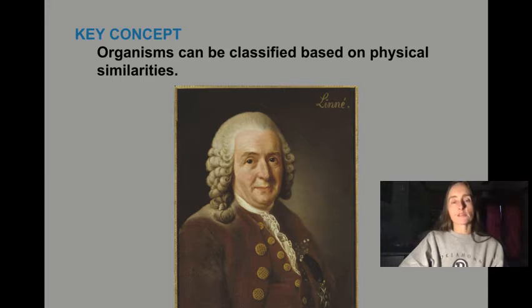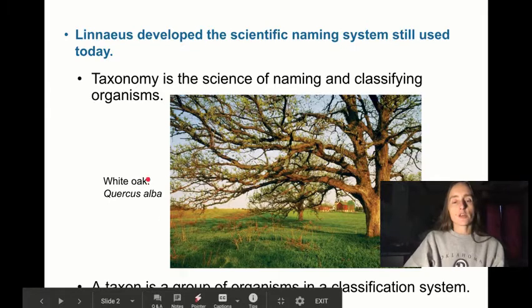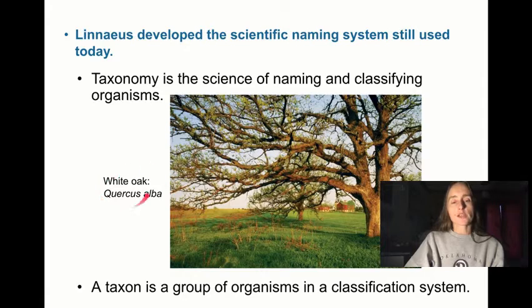So the Linnaeus or Linnaean, we often call it, classification system. Linnaeus developed this naming system. We still use it today, and taxonomy is basically the science of naming and classifying organisms. I want you to notice there's a little name here for this oak. It's called Quercus alba, and I want you to notice this alba, which means white, so basically this means white oak. We're going to revisit this alba in a second.